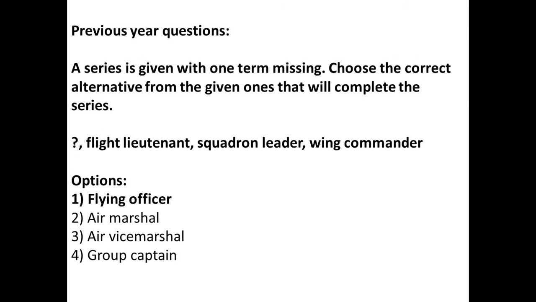The previous year questions, few of them. See, this is a word series where you have to know the hierarchy of their position. See here, flying officer is the right answer. Flying officer, after which is the flight lieutenant, after which squadron leader, and after which wing commander.